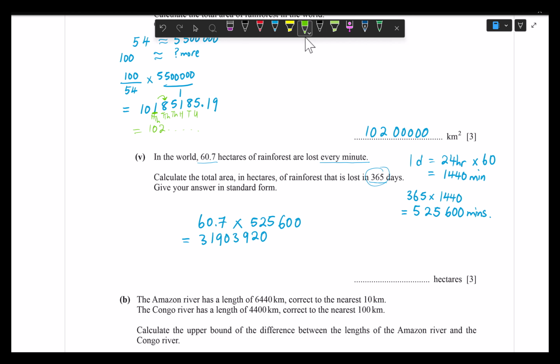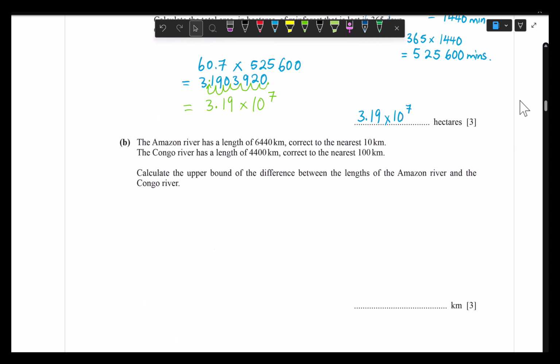So we're going to start from this point right here and see how many digits we're going to have. So that is 1, 2, 3, 4, 5, 6, 7 right here. This is where we are placing our decimal place. So we have got 7 digits afterwards, giving us 3.19 times 10 to the power of 7. This is our final answer. We are losing 3.19 times 10 to the power of 7 hectares in a year.